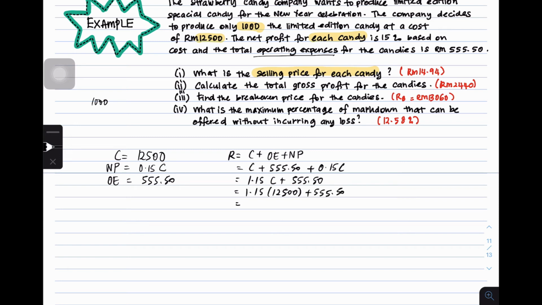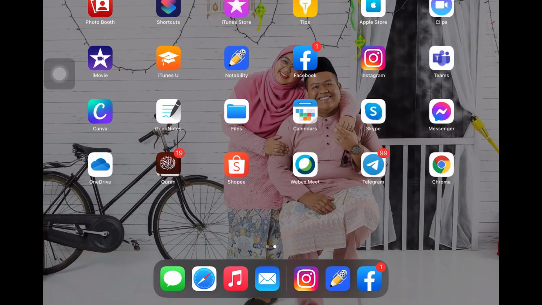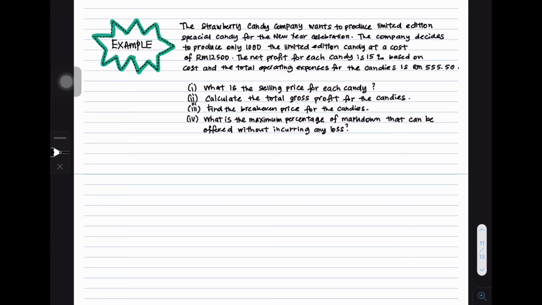Okay, so what we will have as a retail price adalah, okay, let's see one more example here. The strawberry candy company wants to produce limited edition special candy for the New Year celebration. The company decide to produce only 1,000 limited edition candy at a cost of 12,500. The net profit for each candy is 15% based on cost, and the total operating expenses for the candies is RM555.50. Alright, let's see what is information that we have here.